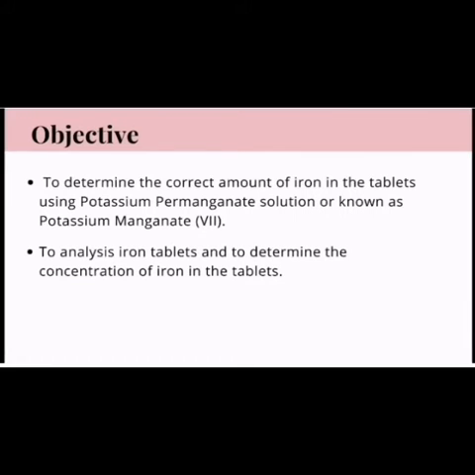The objective of the experiment is to determine the amount of iron in the tablets using potassium permanganate solution, also known as potassium manganate(VII). Second, to analyze iron tablets and determine the concentration of iron in the tablets.